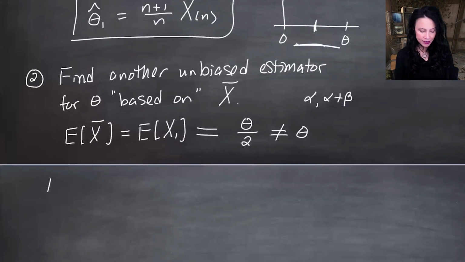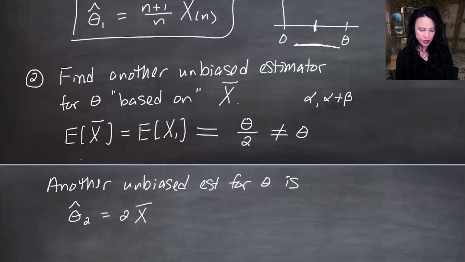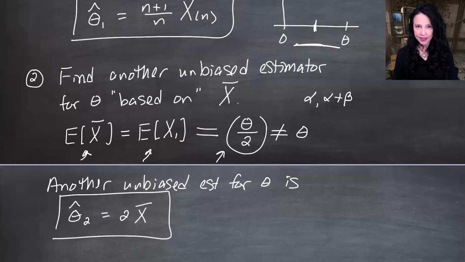So let's adjust it and say that another unbiased estimator for theta is, I'm going to call this theta 2 hat, and I'm going to take 2 times x bar, because if I put a 2 right in there and it just followed all the way through, it would cancel with the 2 in the denominator over here, and we would just get theta. So here is a second unbiased estimator.